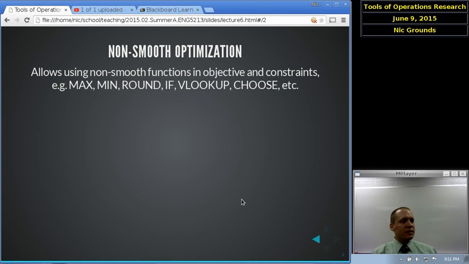Non-smooth operation or optimization. Okay. Now the good news is we're not going to do an example. The reason is there's really nothing different about non-smooth optimization other than it uses non-smooth functions for either the objective or constraints, which may involve functions like these: if, max, min. So they are functions where there's abrupt corners or even breaks in the graph.